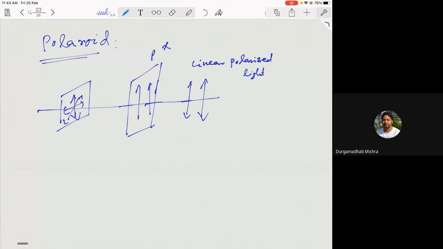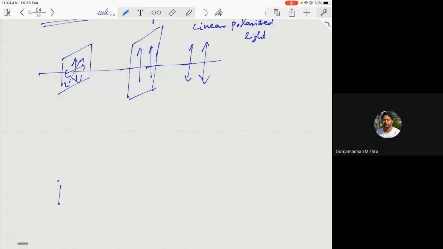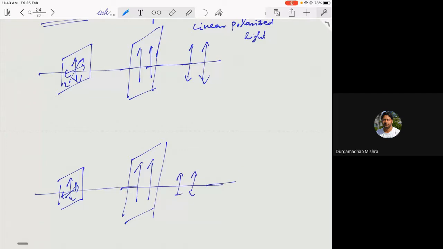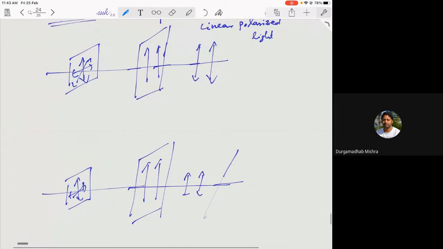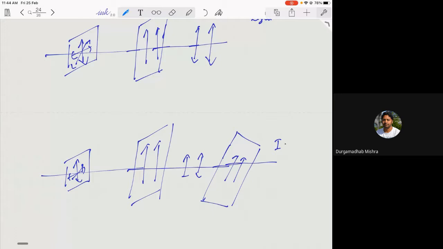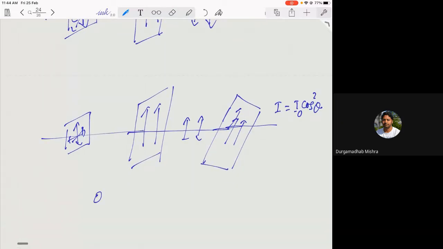Now I put a Polaroid whose axis is in this direction, so I get plane polarized or linearly polarized light along the x direction. And I put another Polaroid here, which I can rotate. Again, it has a certain polarization direction, which I can rotate. So the intensity that I will get here, if I use another Polaroid, will be given by I naught cos square theta, where theta is the angle of the second Polaroid P2 with respect to the first Polaroid P1.